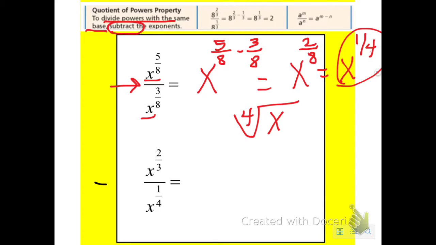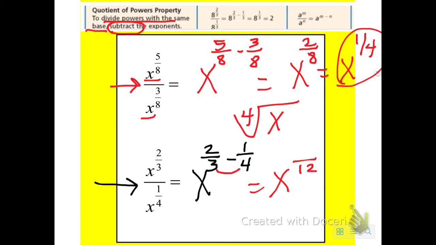For my second example, again, I have a fraction bar that indicates it's going to be a quotient. So I want to subtract my exponents. So I've got x. I want to subtract 2/3. That's my exponent, my numerator. Subtract 1/4. That's my exponent, my denominator. Remember, when you subtract exponents, you've got to have a common denominator. So let's multiply here. That's going to give me x to the 3 times 4 is 12. Cross and get 8. Cross and get 5. 8 minus 5 is 3. So that's going to reduce to give me, I messed up.